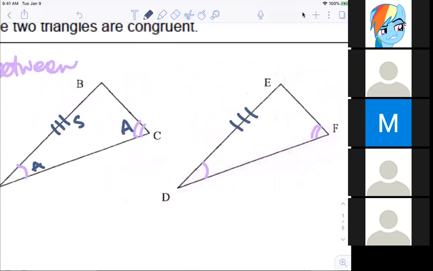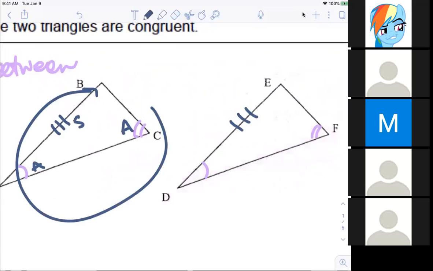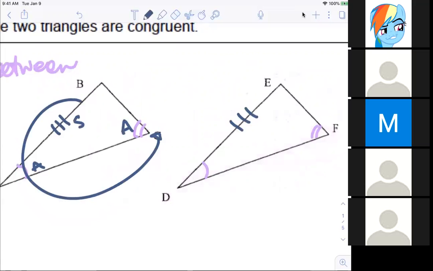You have to go around the triangle. You can go clockwise, you can go counterclockwise. You could say SAA if that makes you happy, but you can't just jump around. I can't go angle, side, angle. This is one that a lot of us struggle with because you recognize it's two angles and a side, but we don't know what order it goes in. So we're going to practice this a little bit more.